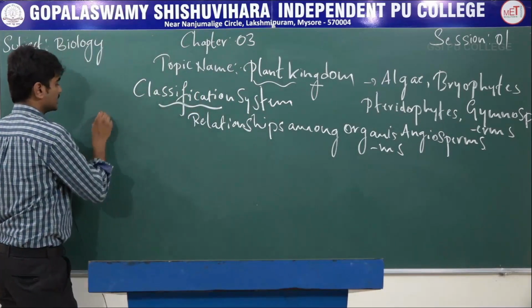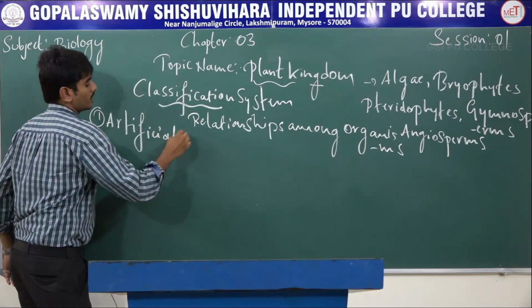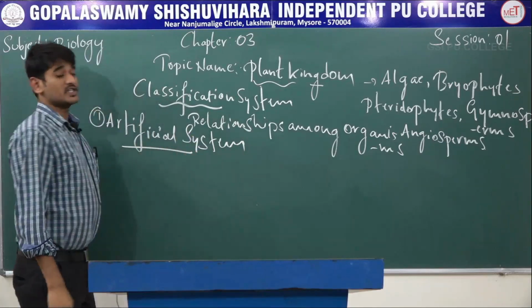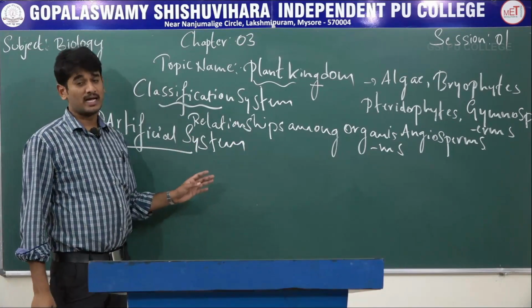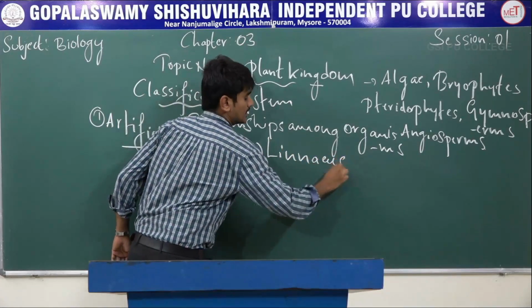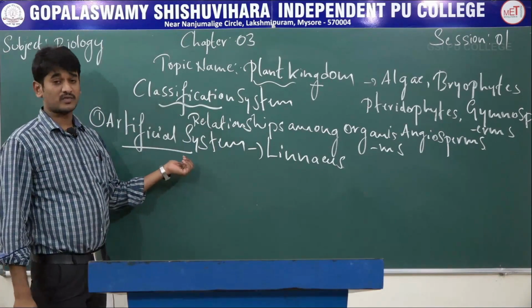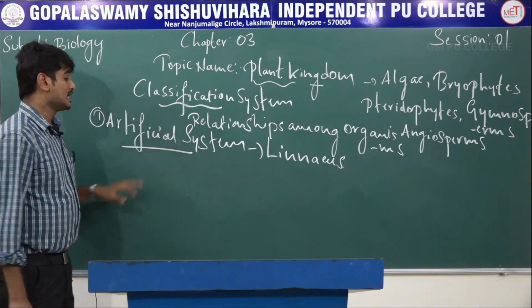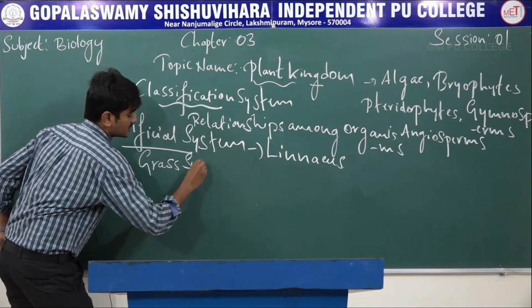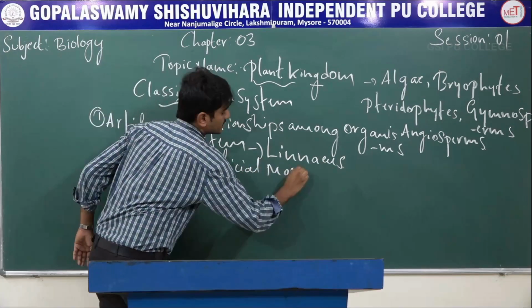Number 1, artificial system of classification. The artificial system of classification was given by Carolus Linnaeus. It is the earliest system of classification. Here only superficial morphological characters were used.